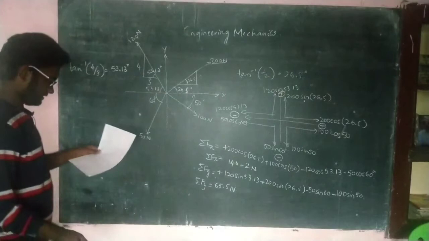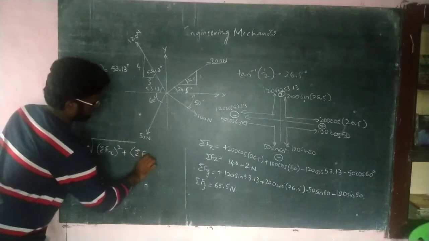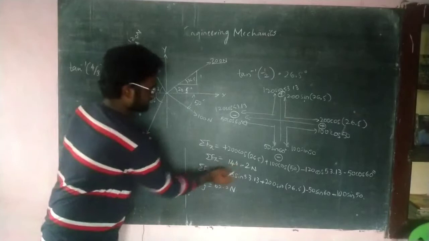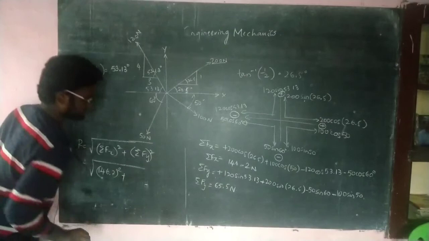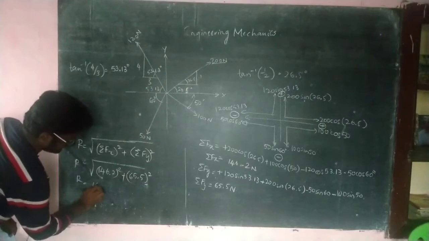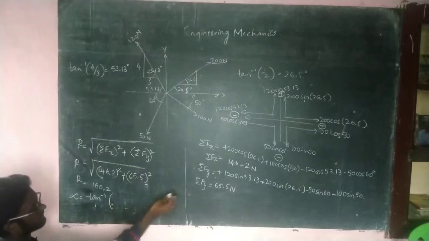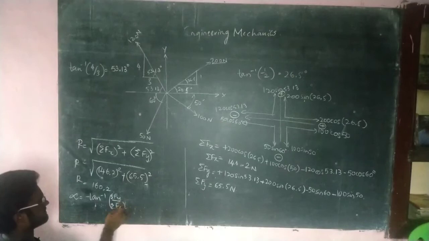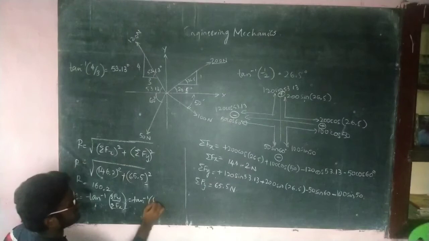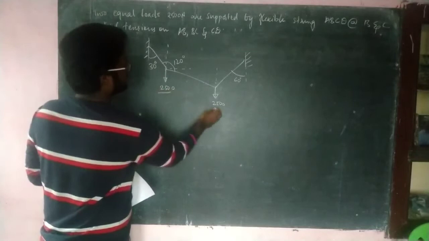Now we are going to calculate the resultant. Resultant is nothing but square root of summation of f of x square plus summation of f of y square. What is f of x here? 146.2 square plus f of y is 65.5 square. So the resultant is 160.2. Now the angle made by the resultant is calculated by tan inverse of summation of f of y divided by summation of f of x. So tan inverse of 65.5 divided by 146.2.